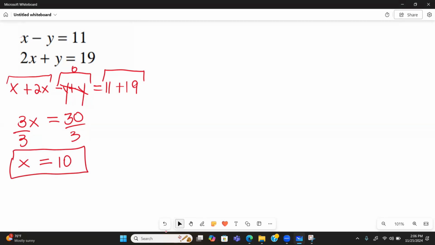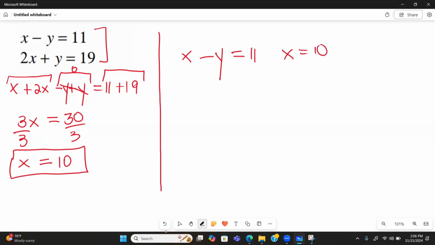Now that I've found a value for x, what I could quickly do is take that value for x, and I could select any one of these equations. I'm going to select the one at the top, where x minus y is equal to 11. Now, bear in mind that I do know a value for x. X is equal to 10. It means then I could plug 10 where x is, right here. And then I'll just keep working.